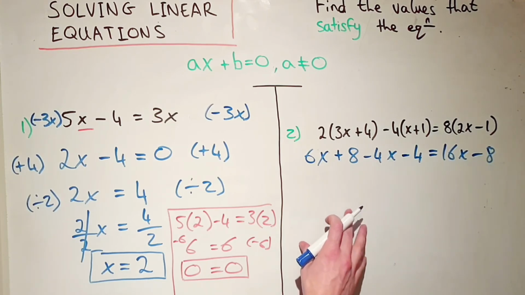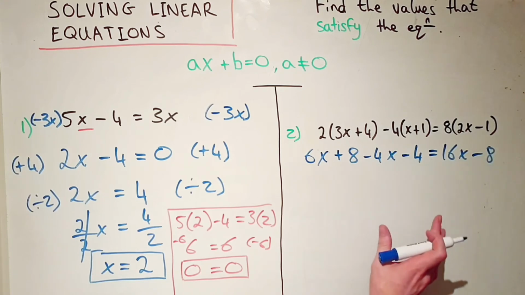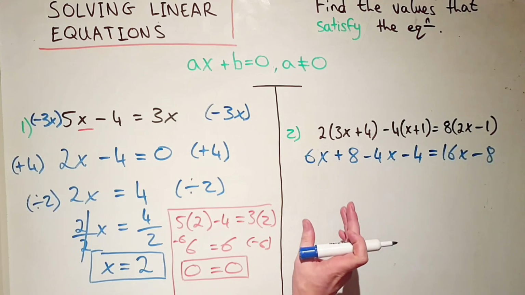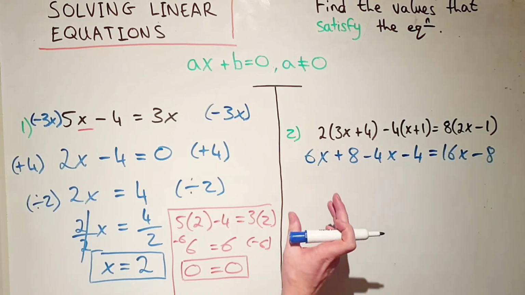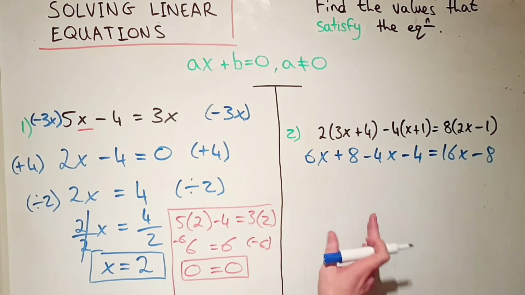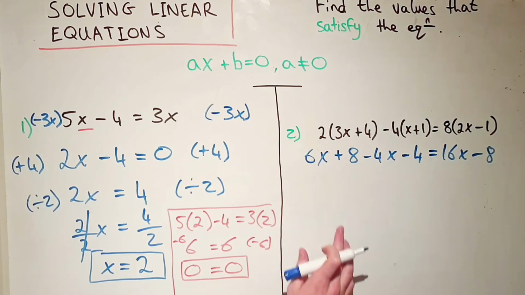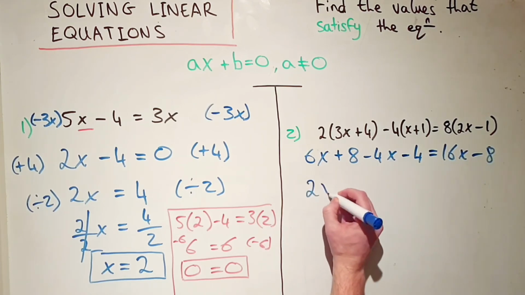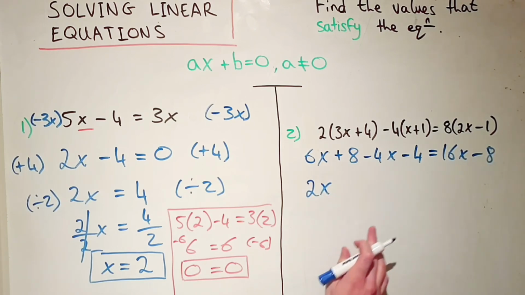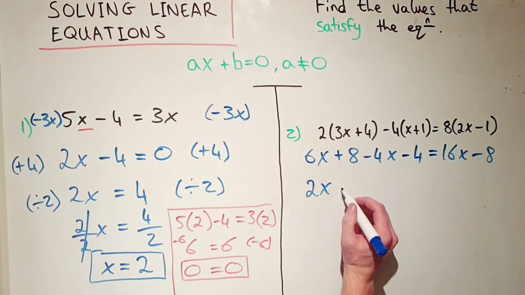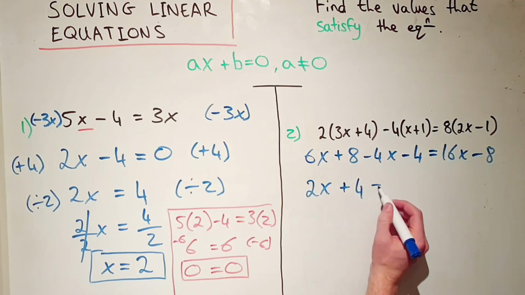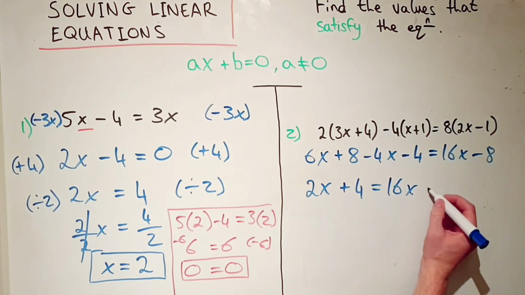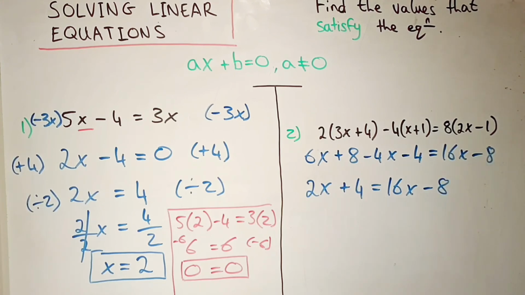The best thing to do in this situation is just tidy up each side as best you can. So either add or take away, depending on the sign, the expressions with variables, and the same with the constants. So we have a 6x and we have a -4x. Let's clean that up to 2x. We have a +8, we have a -4, so that's going to be +4. And then this is already tidied up with its 16x minus 8.